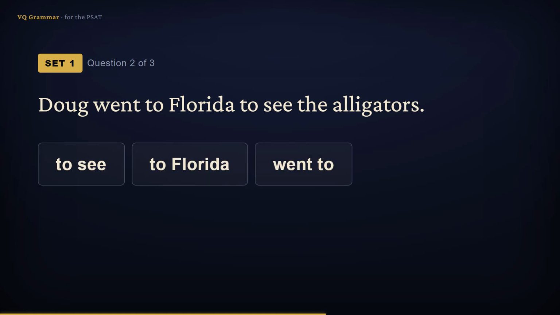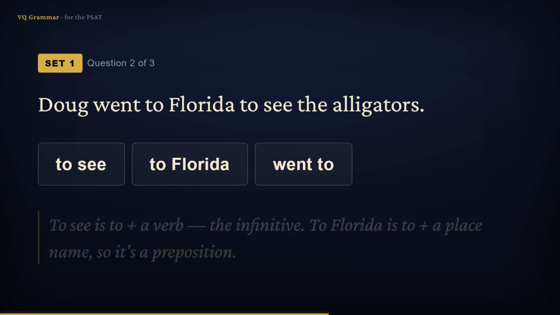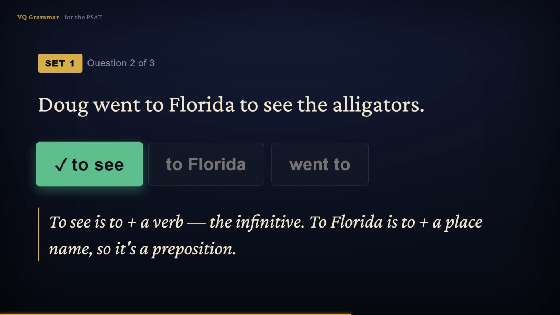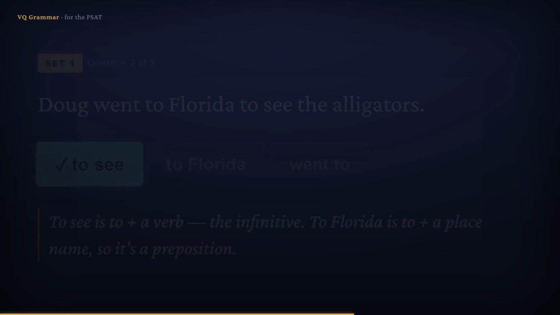Doug went to Florida to see the alligators. Look at the 2 tos. To Florida is followed by a place name, a noun, so that one's a preposition. But to see is followed by the verb see, so that's the infinitive. So the answer is to see.